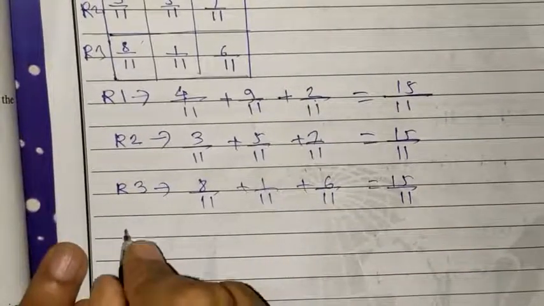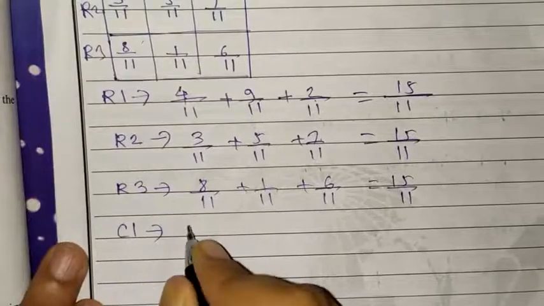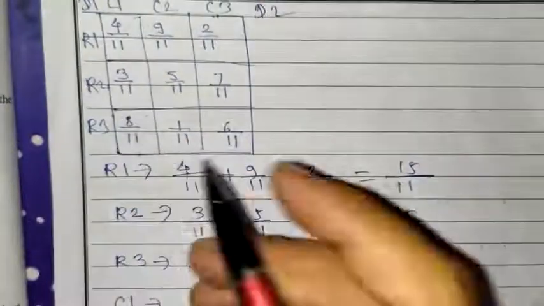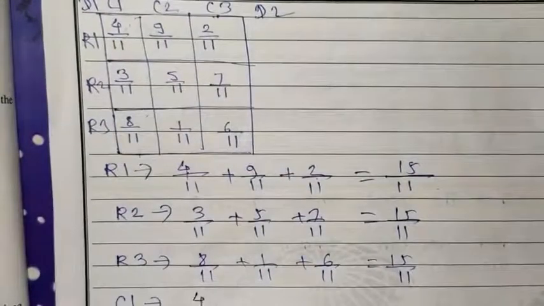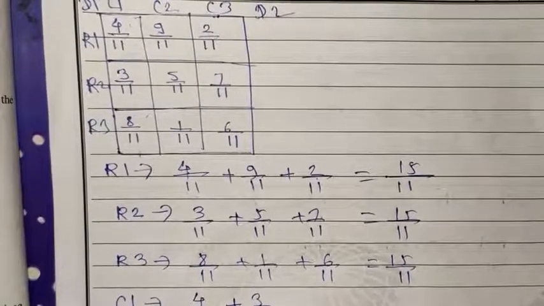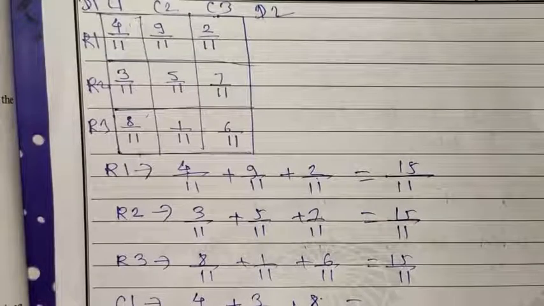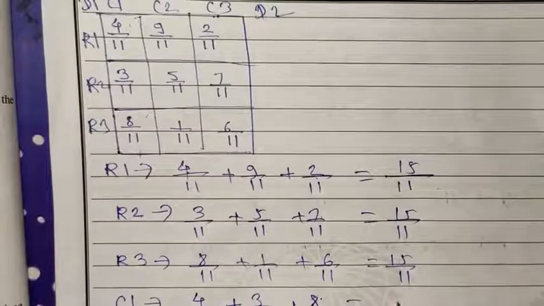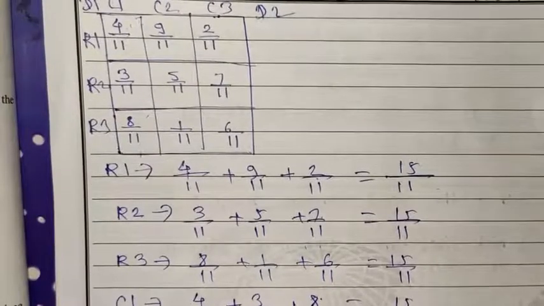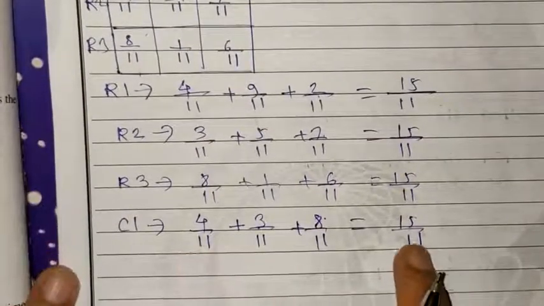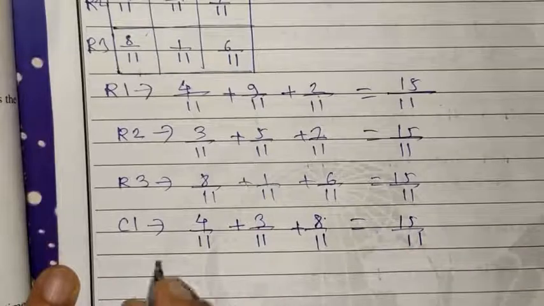Now it's time to check the columns. This is the first column, write the values as it is: 4 upon 11 plus 3 upon 11 plus 8 upon 11. 8 plus 3 is 11, 11 plus 4 is 15. So here in C1 our answer is 15 upon 11.